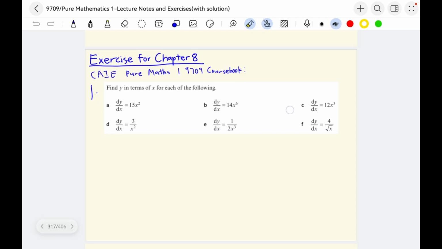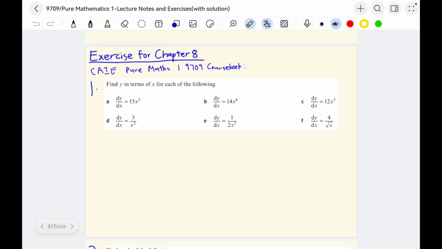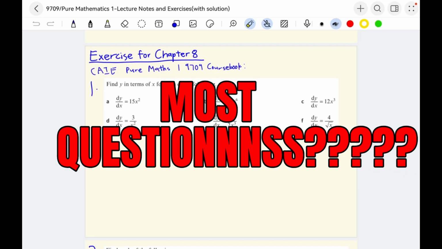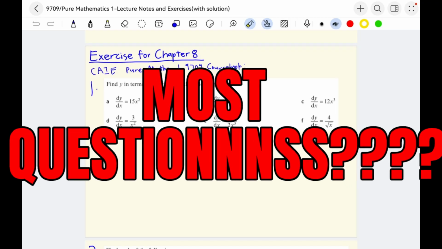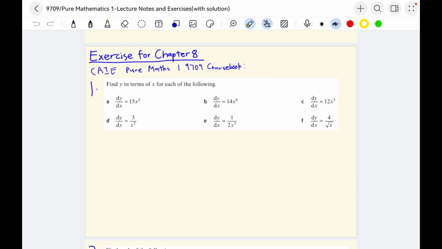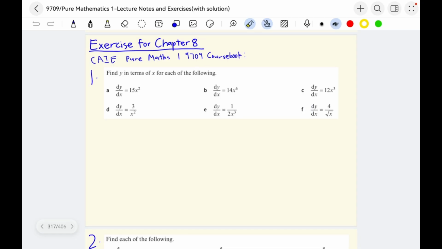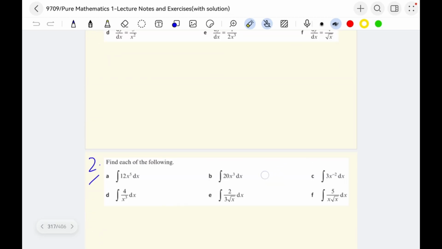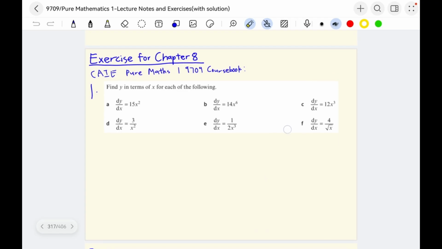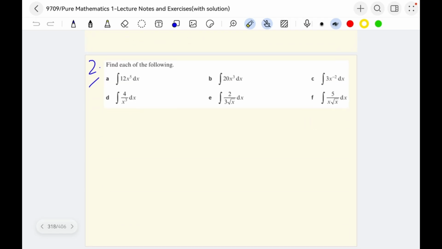So this is the exercises for chapter 8. However, for chapter 8, I'm going to tell you that these exercises consist of the most questions among Pure Mathematics 1, compared to the previous few chapters in our lecture discussions. Out of the 55 questions, I'll only discuss 70 questions. As the same segments, let's start from the course book questions.